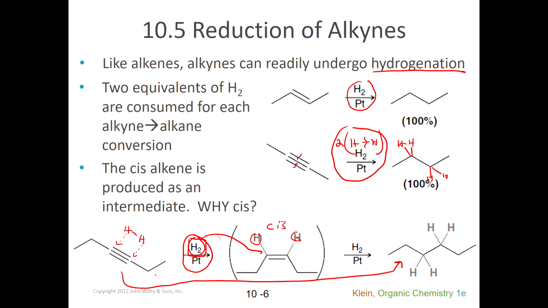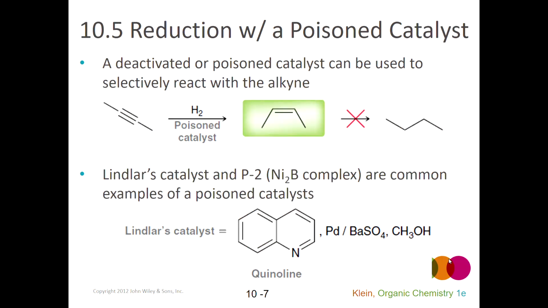There is a way, though, to convert the alkyne into the alkene without fully hydrogenating it to the alkane. And so that's what we also want to talk about. There are 2 ways to do that. One gives you cis, the other gives you trans.